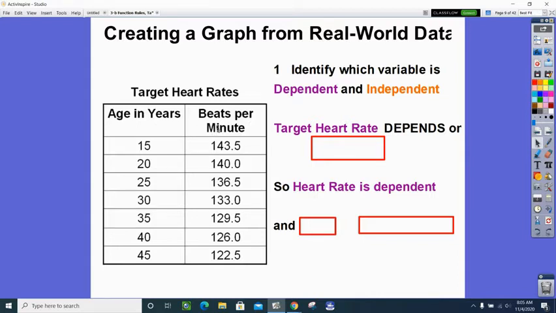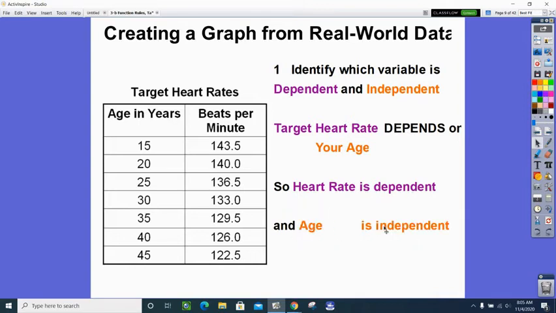So this beats per minute would be your dependent or your Y, and your age would be your independent and your X. And if you think about it, oftentimes, not always, but oftentimes your X, your independent, if there is time involved, it is often the independent. There are exceptions to that, but that is sort of the rule. So the target rate depends on your age. So the heart rate is dependent, and the age is your independent. Well, now we know kind of how to set up our graph, at least initially.